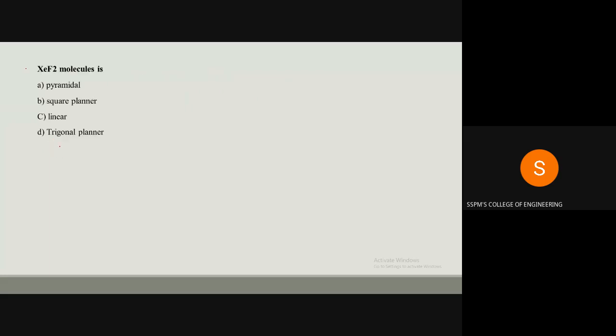Then the shape of the XeF2 molecule. XeF2 has a linear shape. It is linear, with a 180-degree angle. Hence, it is a linear molecule. This is the structure of XeF2.